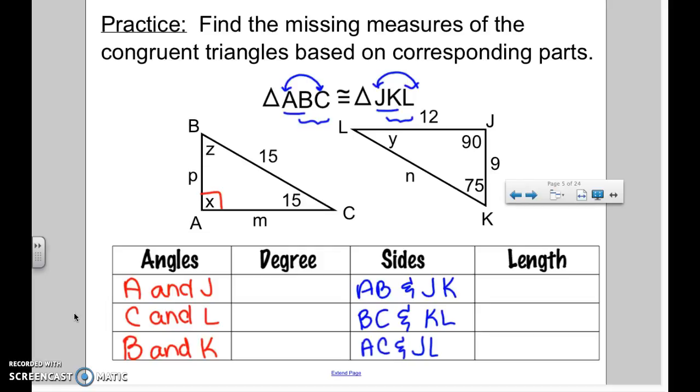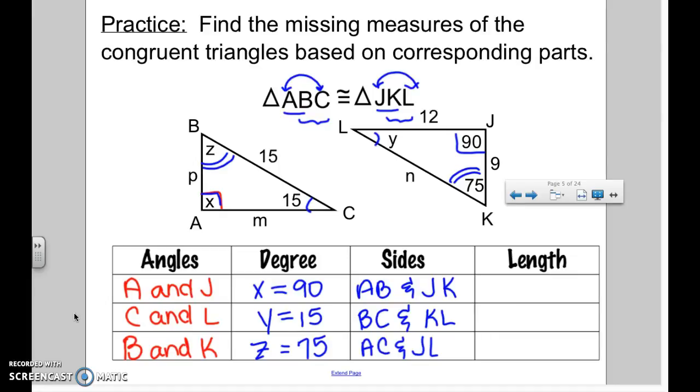So now that I know the parts that should go together, it's going to be a lot easier for me to find the measurements of each angle and each side. So for A and J, again, we have a 90-degree mark here. So X has to be 90. If I look at C and L, I know that Y has to equal the measure of angle C, which was 15. Which leaves me with Z being K, so Z will equal 75. So if you can easily match up the corresponding parts, you can easily find the variable measurements.